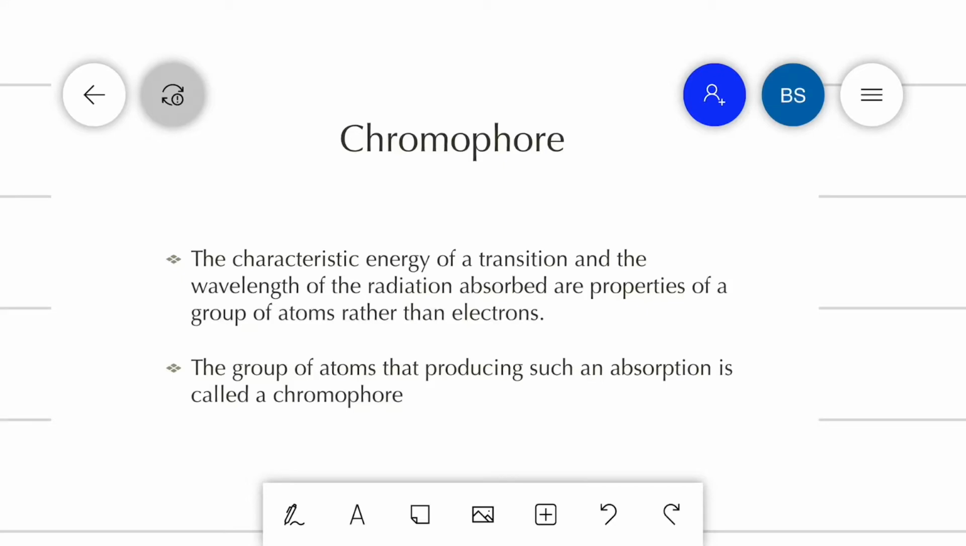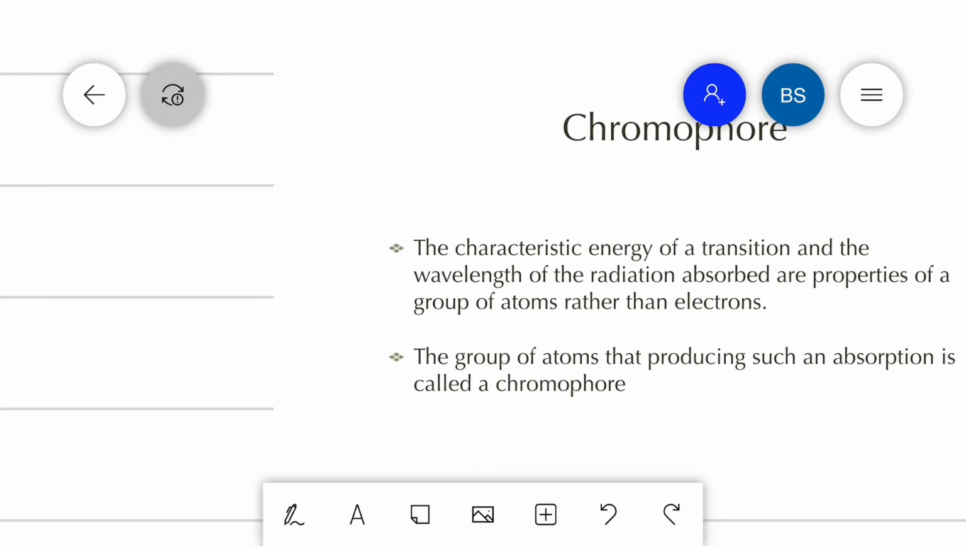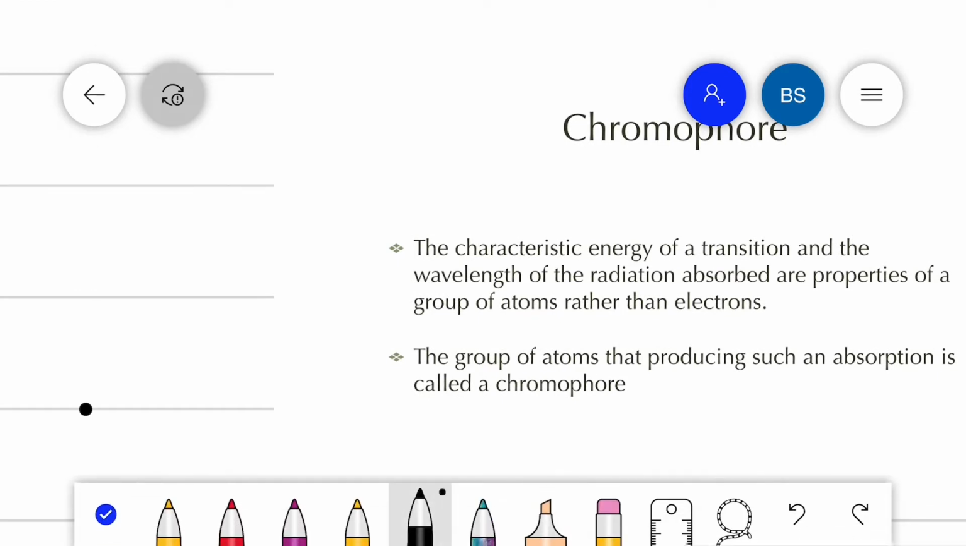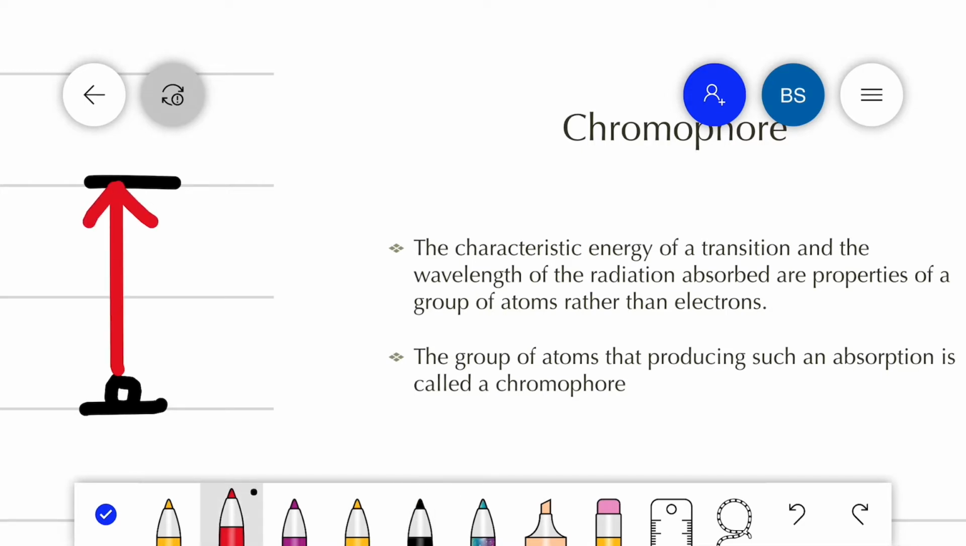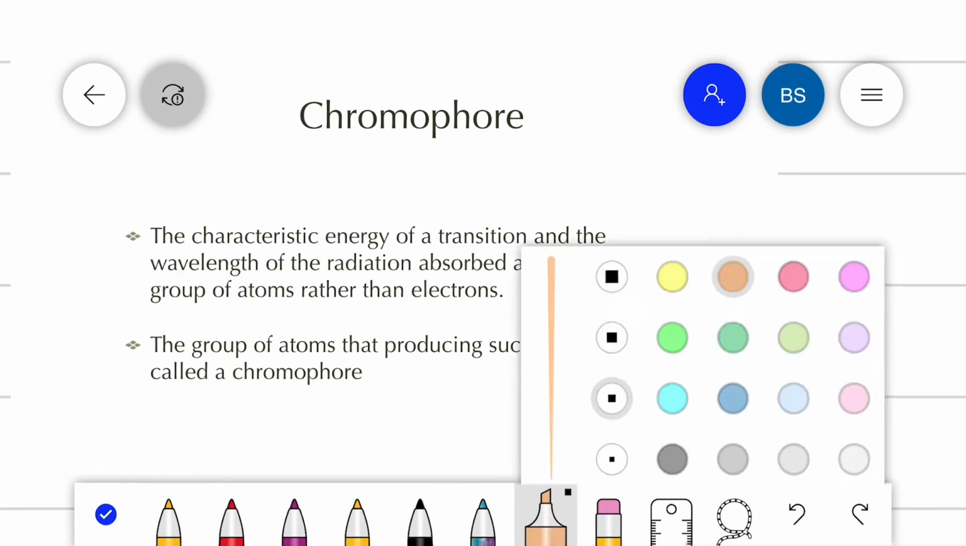Hey everyone, today we will familiarize ourselves with a few terms related to UV-visible spectroscopy. We know the observation of ultraviolet radiation results from the excitation of electrons from ground states to excited states. The nuclei that hold the electrons together in bonds play an important role in determining which wavelengths of radiation are absorbed. Hence, we can say the characteristic energy of a transition and the wavelength absorbed are properties of a group of atoms rather than the electrons themselves.